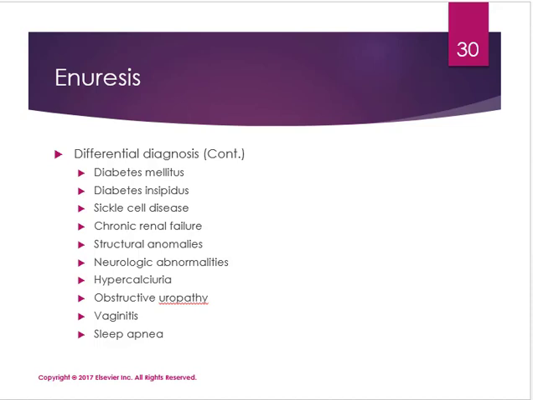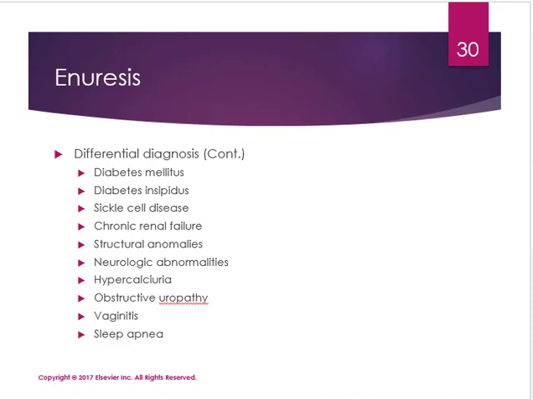You'll want to assess for structural anomalies. If there's constant leakage, then you may be looking for an ectopic ureter or a vesicovaginal fistula. You need to consider, could there be issues with calcium in the urine, hypercalciuria. You'll be ruling out obstructive uropathy, vaginitis, and sleep apnea.